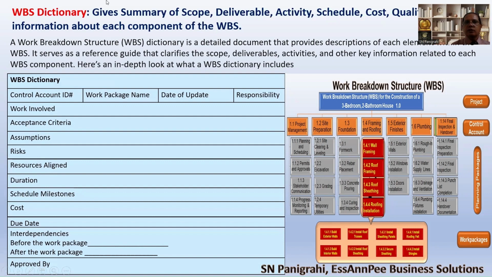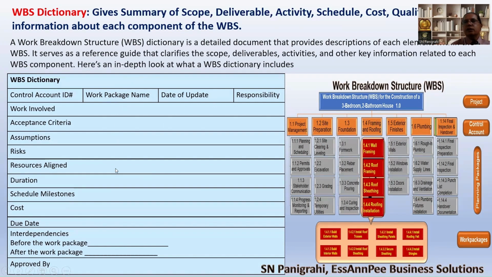The summary note includes the scope of the work package, the deliverables, their activities, the schedule, cost, quality, other risk factors, and durations. So the WBS dictionary is a collection of the summary notes of each of the work packages. For each work package, we have created these summaries, and all these summaries coming together, we call it a WBS dictionary.